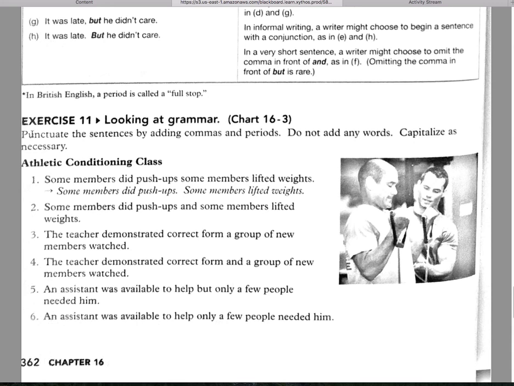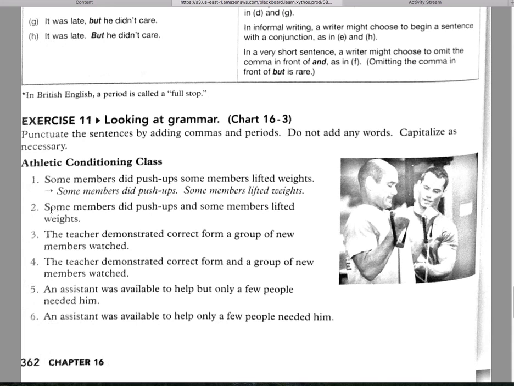Capitalize as necessary. So, athletic conditioning class. Some members did push-ups. Some members lifted weights. So do we add a comma or a period? We look at number 1, it's already done for us. Some members did push-ups, period, capital S. Some members lifted weights. We use a period because there's no conjunction. Remember, it says do not add any words.